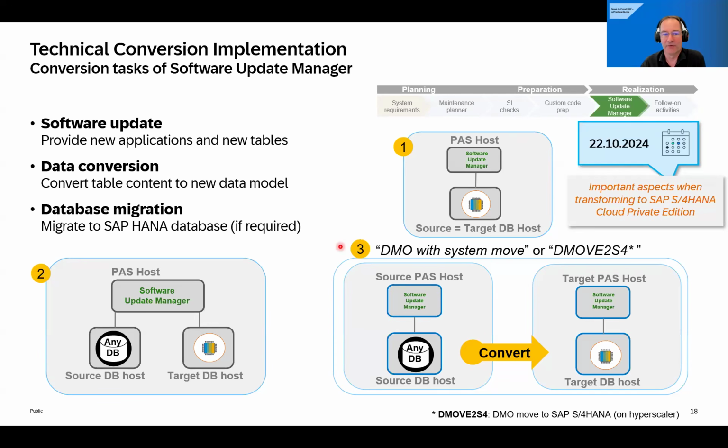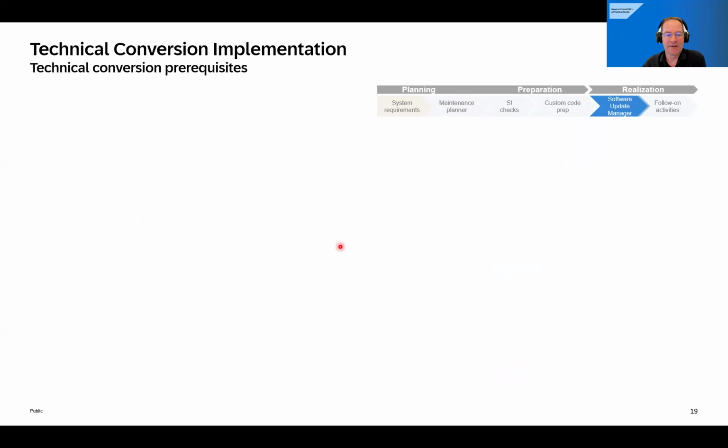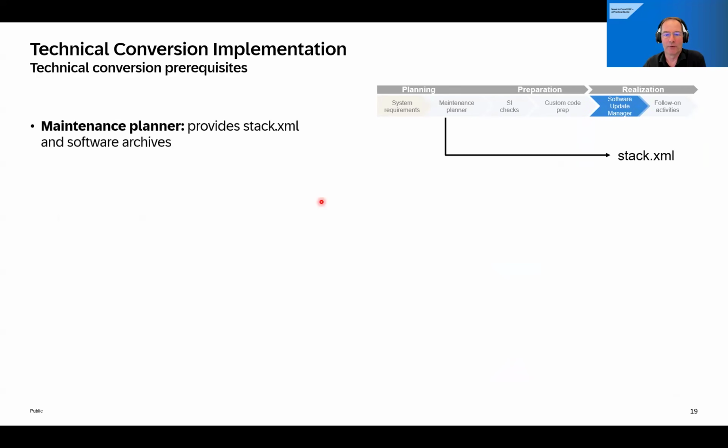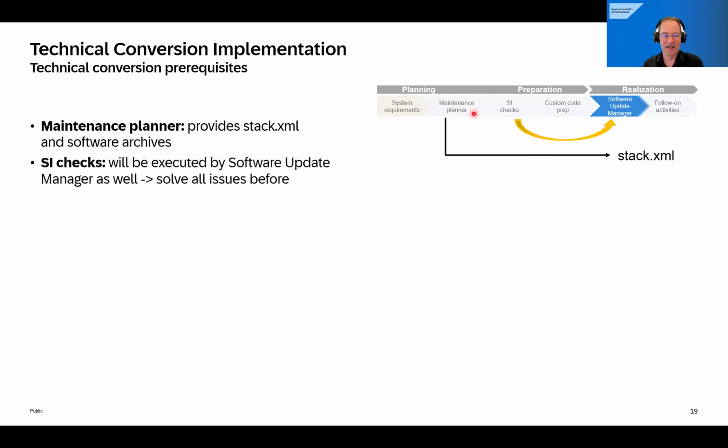So the Software Update Manager has tasks, and a short look on what the requirement is. The Software Update Manager needs the stack XML that is provided by the maintenance planner. Remember, you plan in the maintenance planner the conversion that will provide the output, the software archives that the Software Update Manager will use, and the stack XML. So without planning in the maintenance planner, the tool cannot start.